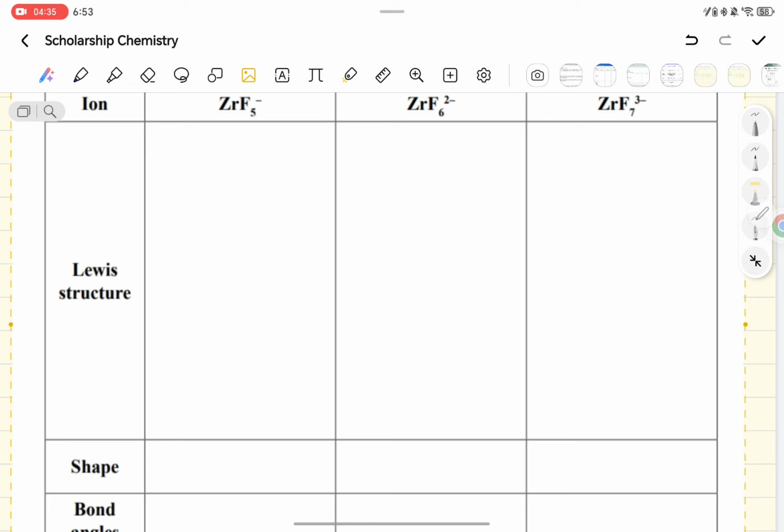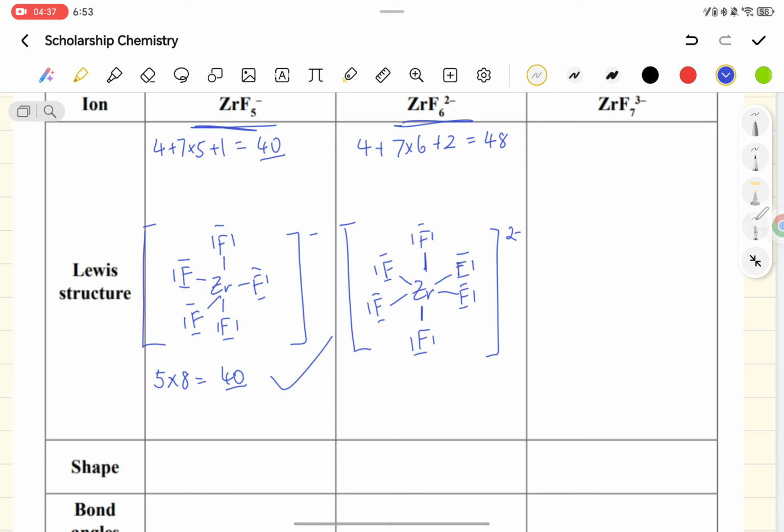We have 6 fluorine atoms, and each has 8 valence electrons, which gives us 48 valence electrons in total. This number is also the same as our predicted number, so we don't need to add any more valence electrons onto the central Zr atom, and hence this structure is also correct.